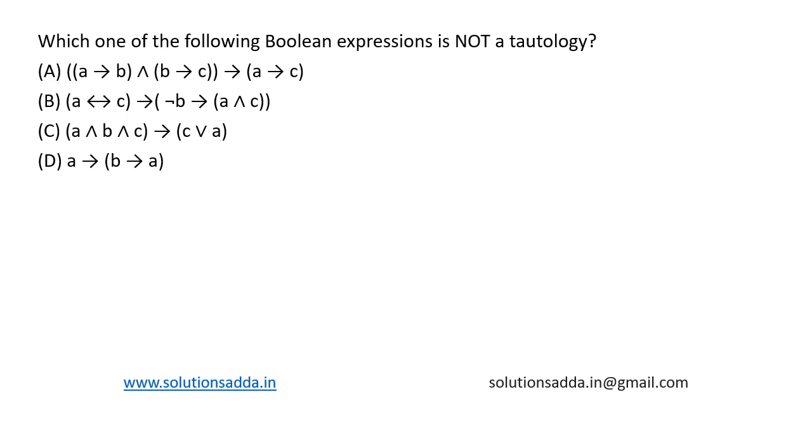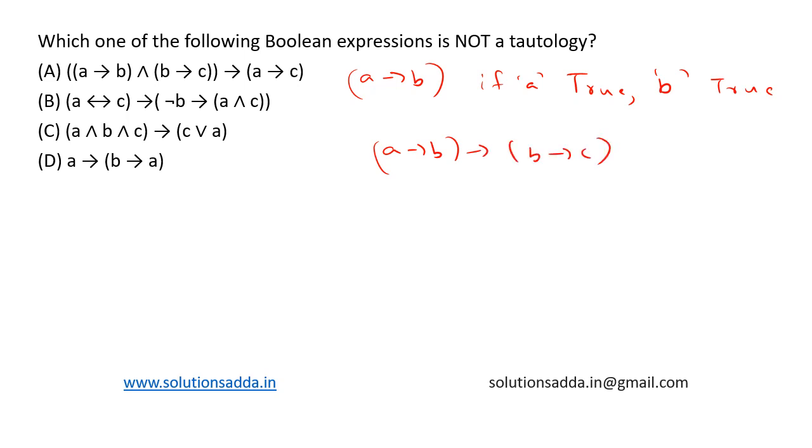This is a question from mathematical logic. Which one of the following Boolean expressions is not a tautology? Let's see the first option. Here it means that A implies B. It means that if A is true, then B is also true. Here, based on the law of transitivity, A implies B, and B implies C, so B implies C is also true. So using transitivity, we can say that A implies C is also true. So this is a tautology. So this is not the right answer.